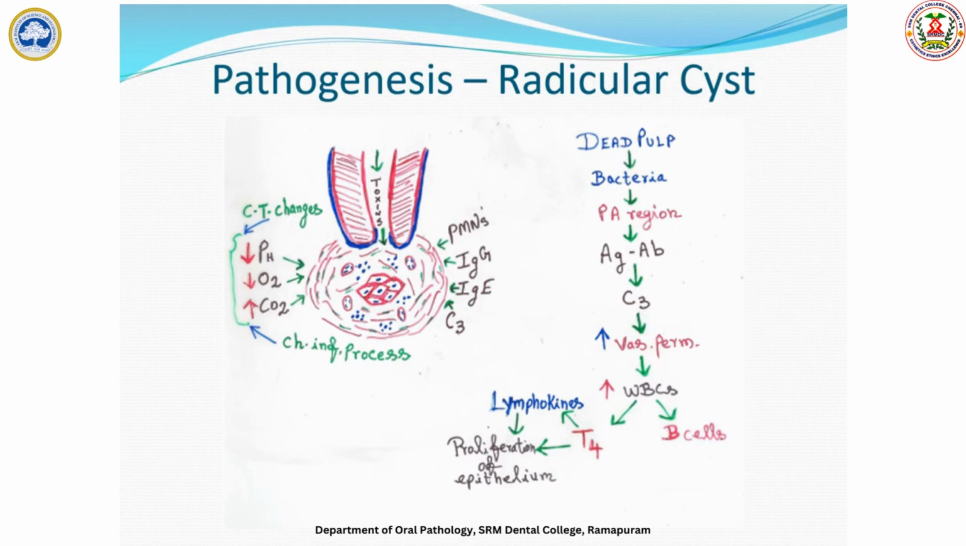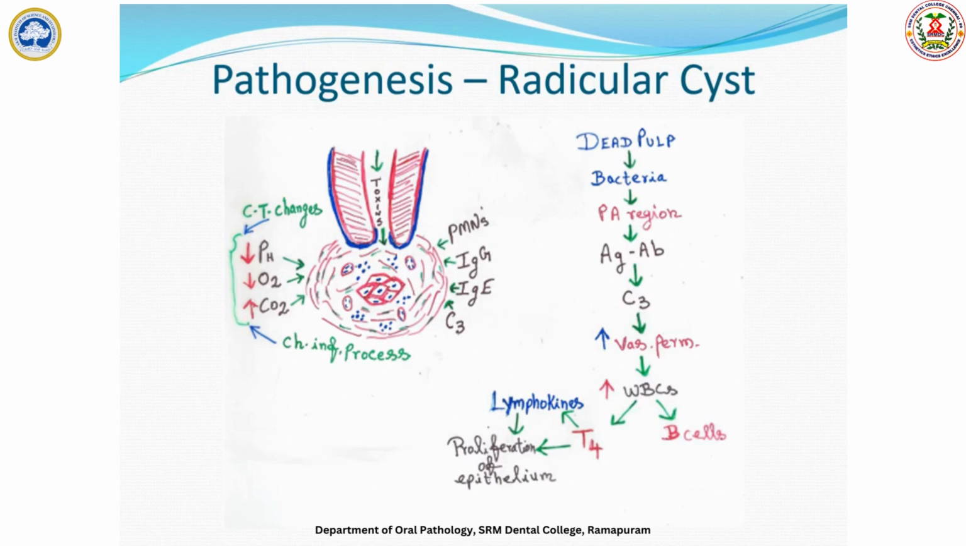I have drawn a flow chart. You can see the dead pulp which consists of bacteria. Bacteria reaches the periapical region. Once the bacteria reaches the periapical region, an antigen-antibody reaction will go on. Antigen is the bacteria or its product. Antibody will be produced against it. In this process, complement component C3 also will join.